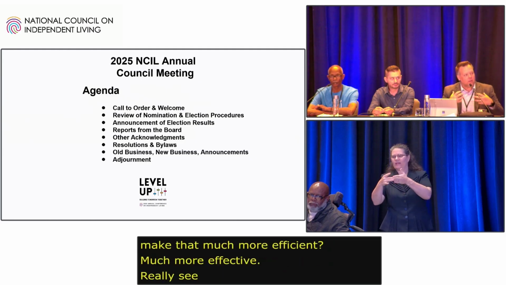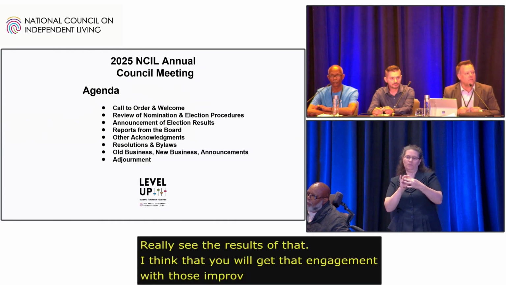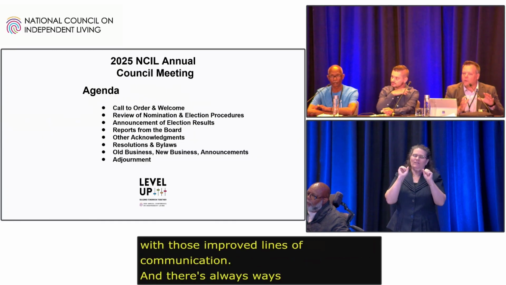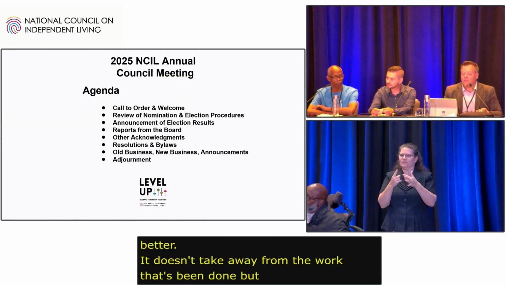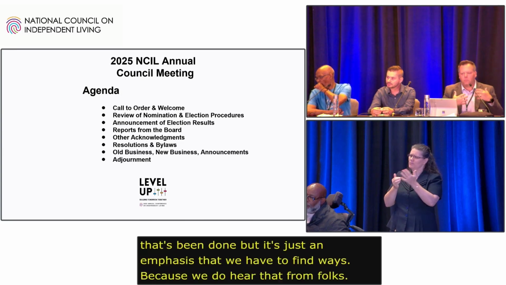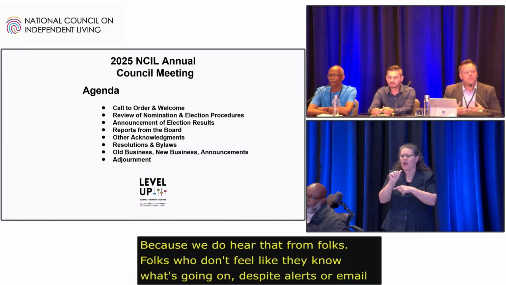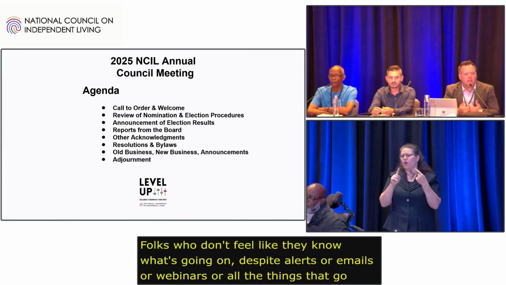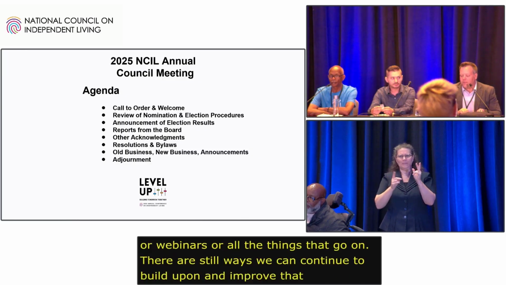I think that you'll get that engagement with those improved lines of communication. And there's always ways that we can do better. It doesn't take away from the work that's been done, but it really just is an emphasis that we have to find ways, because we do hear that from folks who just don't feel like they know what's going on, despite alerts or emails or webinars or all the things that go on. There's still ways that we can continue to build upon and improve that. So I think that's really going to be an important piece of that.